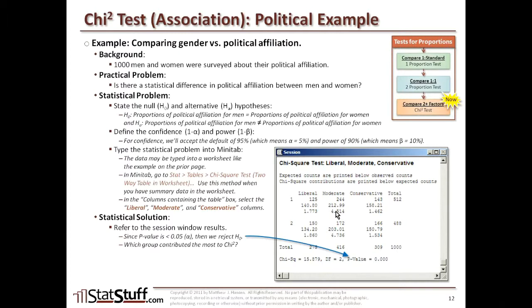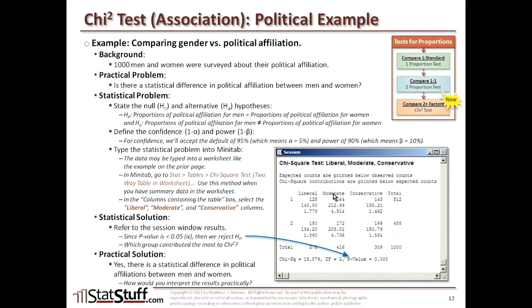So as a practical problem, we might answer it as saying, yes, there is a statistical difference in the political affiliations between men and women. So from a practical stance, how do we interpret it? Well, we'd say most of the difference that we're seeing is driven by those who are moderate men and moderate women, where we have more moderate men that were observed than what we would normally expect, and fewer moderate women observed than what we would have normally expected.